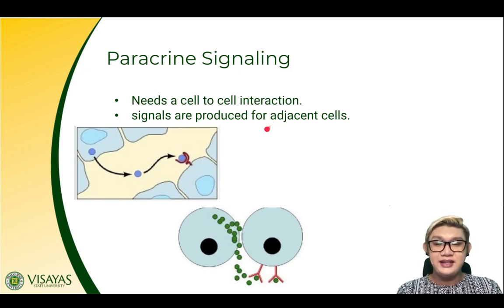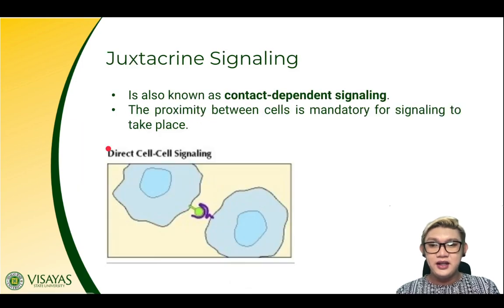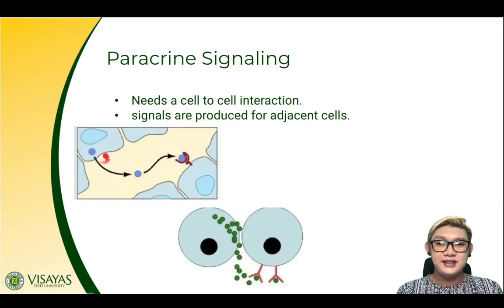Paracrine signaling, on the other hand, needs a cell-to-cell interaction. So signals are produced for adjacent cells. The cells are not really in direct contact, because the signaling molecule, the ligand, is released by the cell. Here, the ligand is released by one cell and is received through this receptor by the adjacent cells.